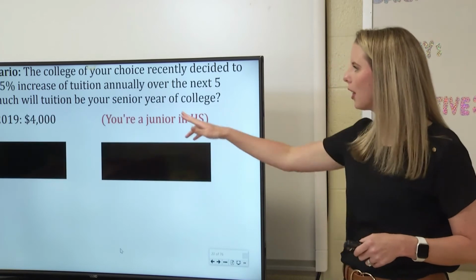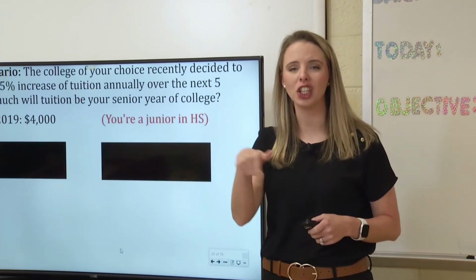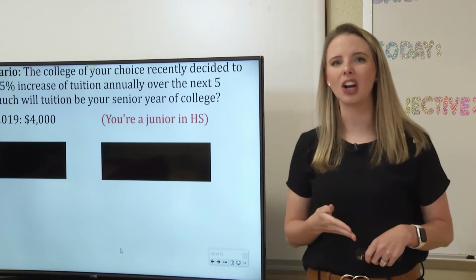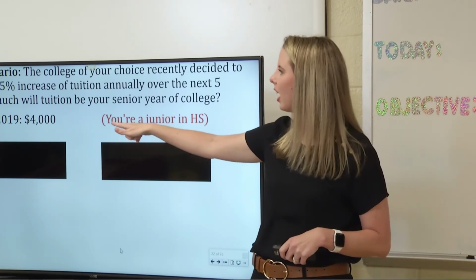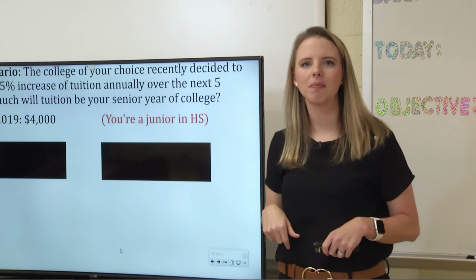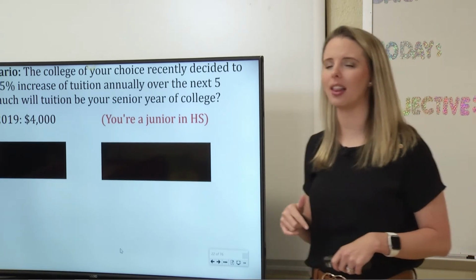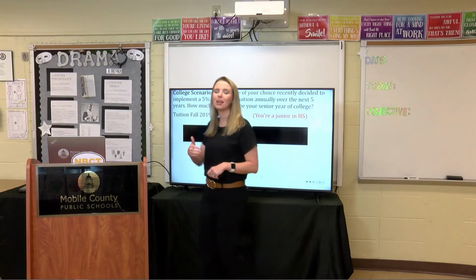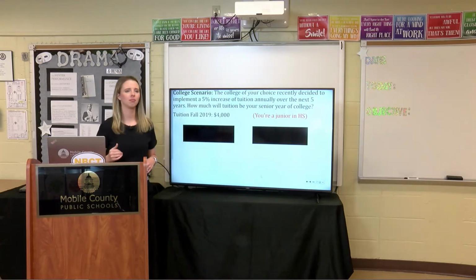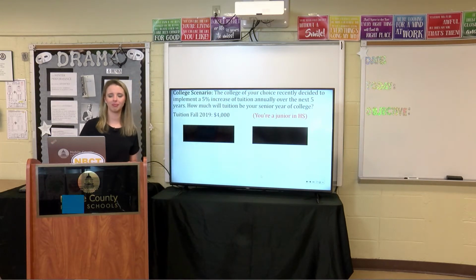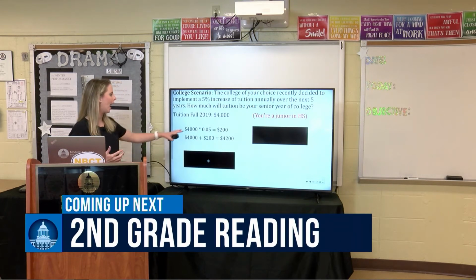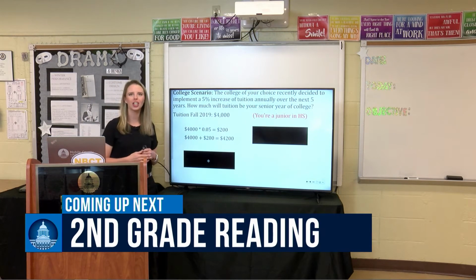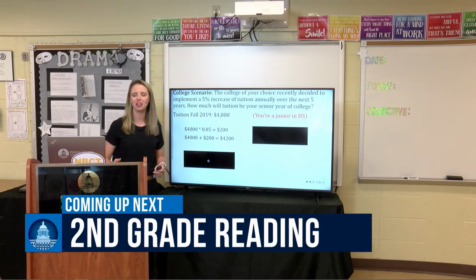Now, you know that the tuition is $4,000 this year. We know academic years begin in August. So fall of 2019, the beginning of your junior year, it was $4,000. How would you calculate how much it's going to be next year? Maybe you thought in your head, oh, I'll find 5%, which is $200. I'm going to add that to $4,000. It's going to be $4,200.